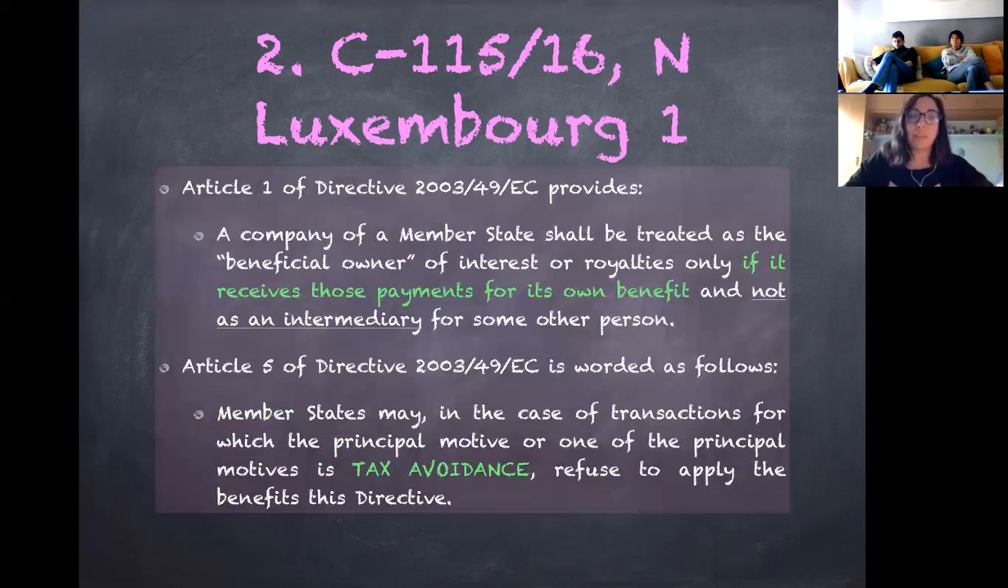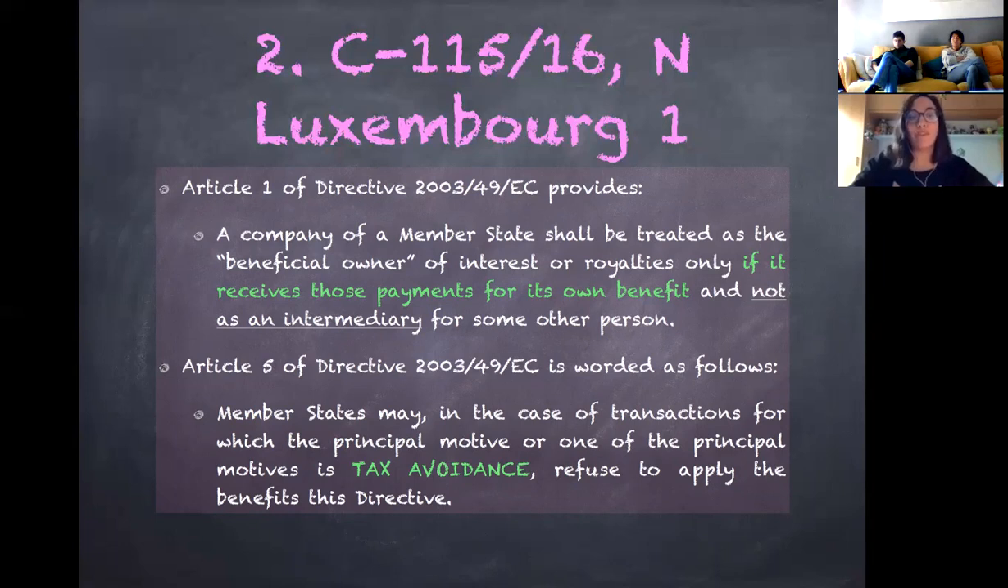As we have said before, one of the requirements of this directive is that the company of the member state that receives the interest should be the beneficial owner. And we can identify the beneficial owner as the one that receives those payments for its own benefit and not as an intermediary for some other person.